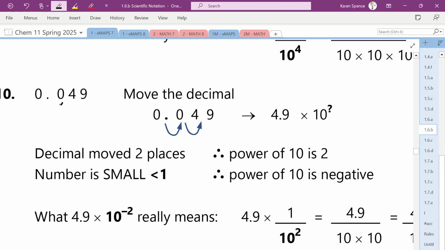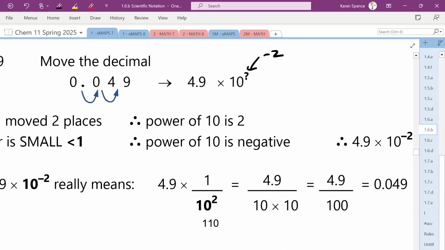Here we only need to move it 1, 2 places. 1, 2. So that's going to be 10 to the negative 2. Okay. I got really excited here. I don't know. I was like, okay, so it's negative 10 to the negative 2.